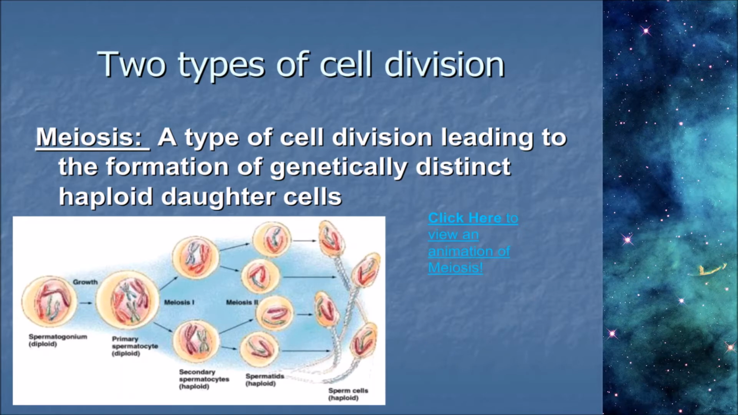Now the second type of cell division, which happens only in the ovaries and testes, is meiosis. And this is the type of cell division that leads to the formation of genetically distinct haploid daughter cells. That is, each of these cells carries half the number of chromosomes of the parent cell, and each cell, when compared to each other, is genetically different. We're not going to go through the mechanics of meiosis in this lecture, so you should review this in your textbook, and you may also want to click the link at the right to see an animation of meiosis.